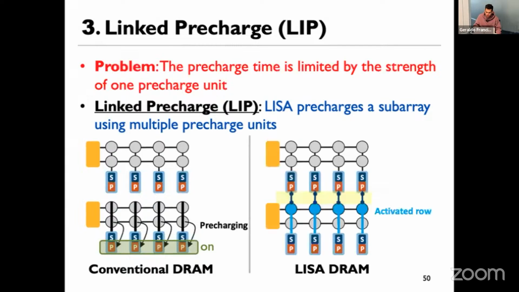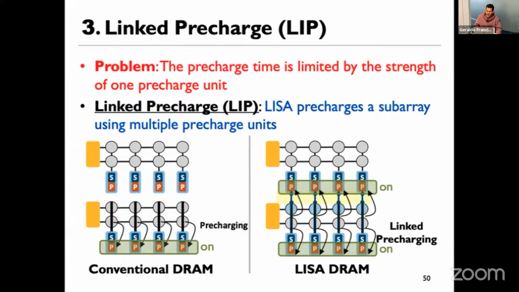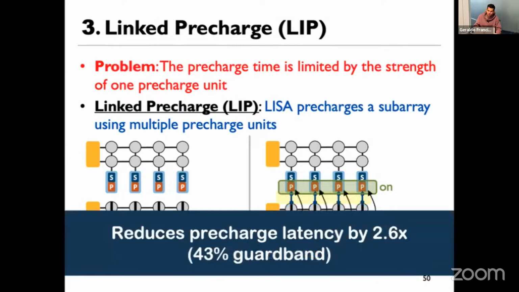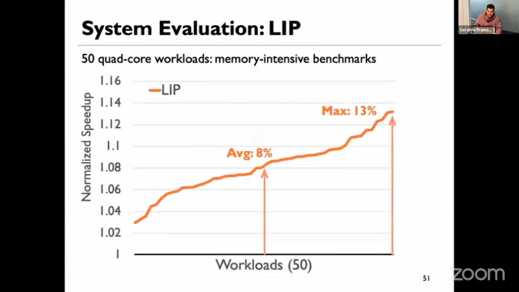So here we are going to basically enable two precharge units. It's not necessary to, but we activate the precharge engines in two DRAM subarrays concurrently, doing a precharge operation, and link those precharge units using the isolation transistors from LISA. And this allows us to reduce the precharge latency by 2.6 times.